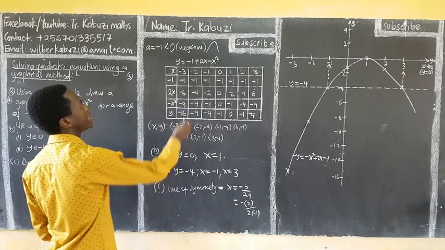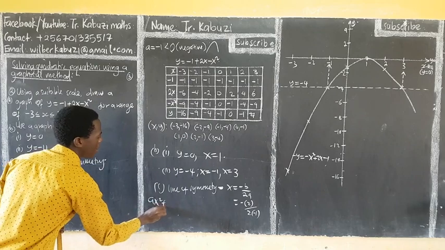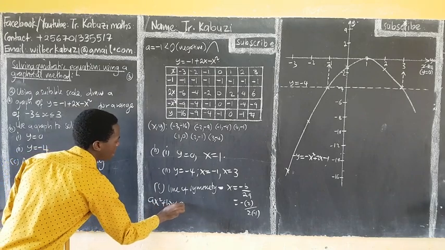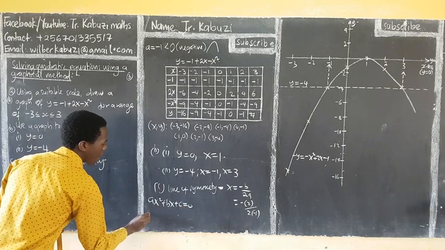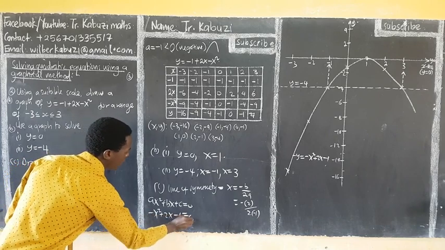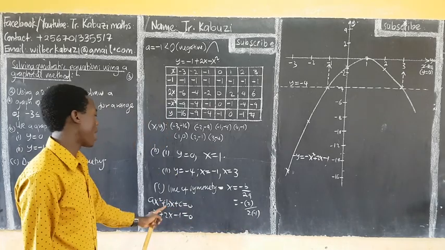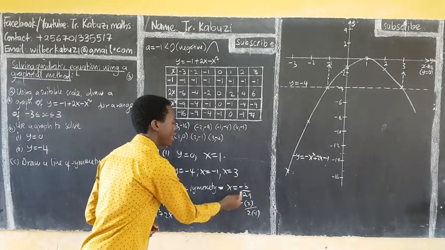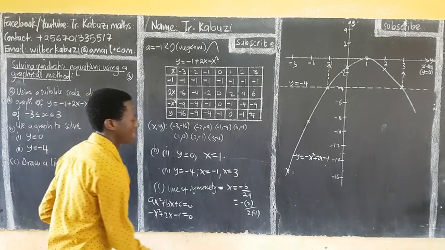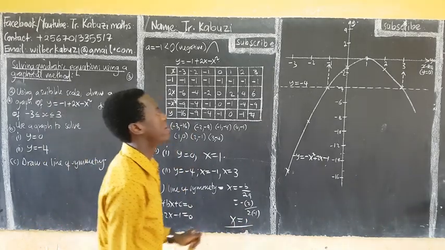How am I getting it? In this form of ax squared plus bx plus c equal to 0. The one I have is negative x squared plus 2x minus 1 if you rearrange. So my a is negative 1, my b is positive 2, but this negative is already there. So when I simplify, my x is going to be 1. That becomes the line of symmetry.